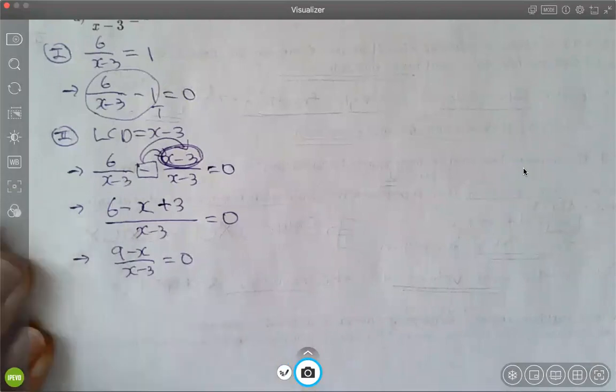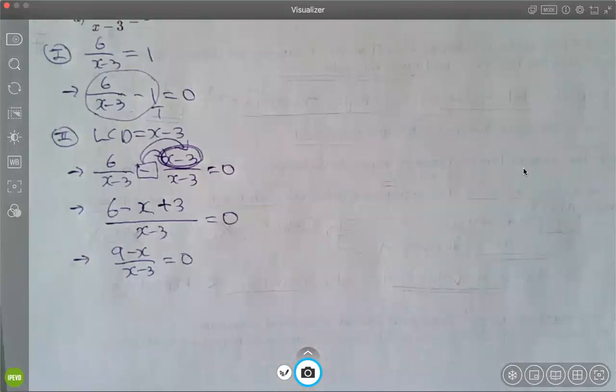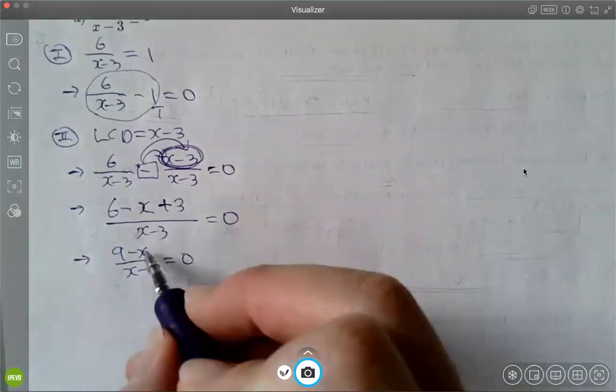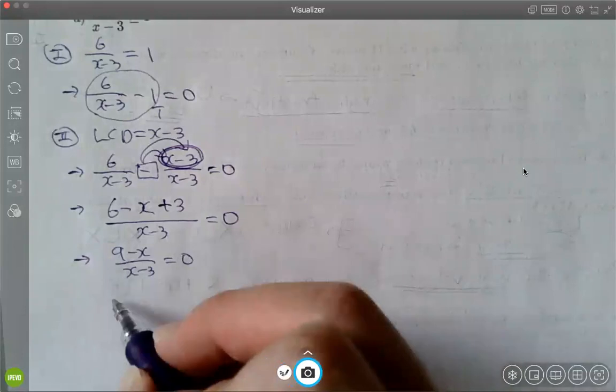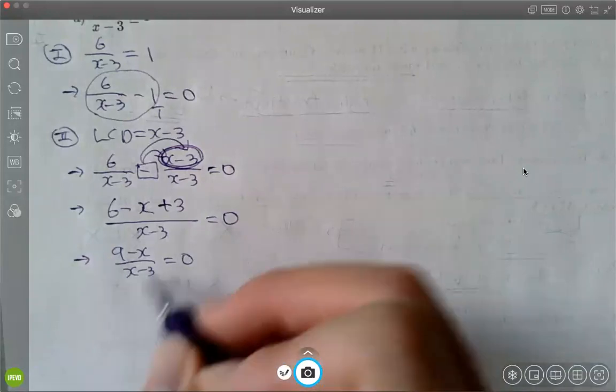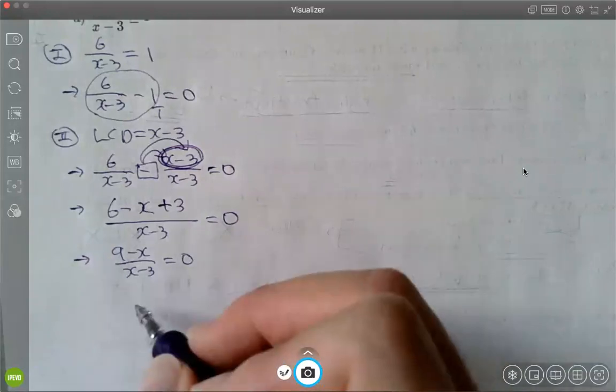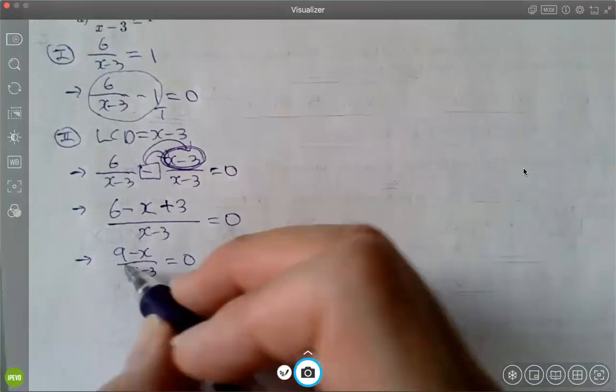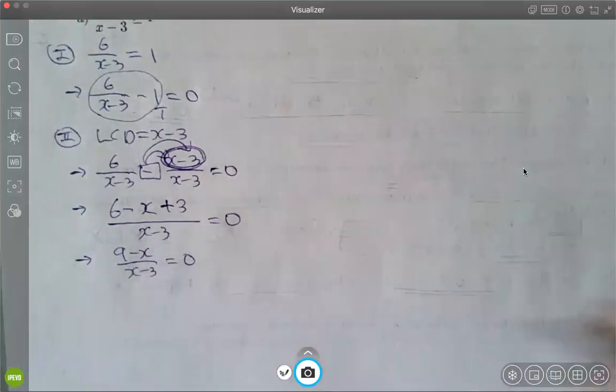Now from here, I think one person from yesterday, when that person turned in the extra credit homework, made this mistake. From here, you cannot cancel out the x's like that, because they're not multiplied. Be careful. And you cannot reduce 9 over 3 like that, because they're not multiplied either. So it's just that.